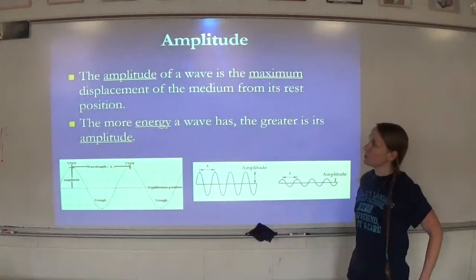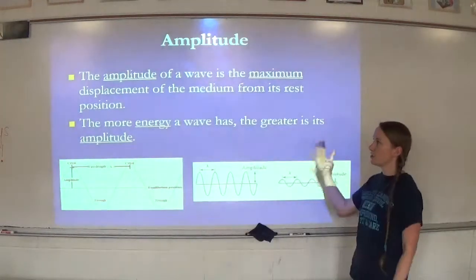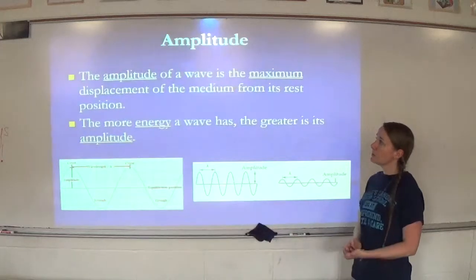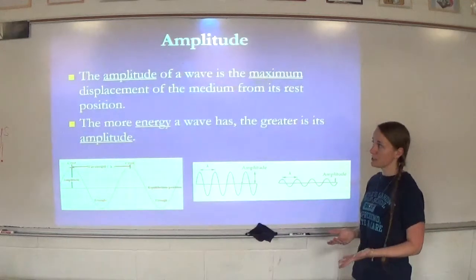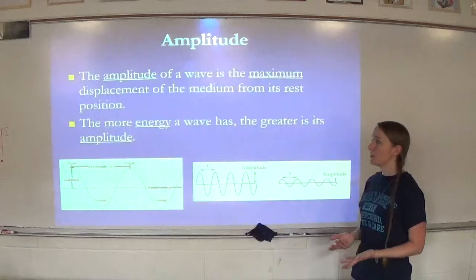So next thing is amplitude. So we talked about crest, trough, wavelengths, amplitude. The amplitude of a wave is the maximum displacement of the medium from its rest position. The more energy a wave has, the greater its amplitude.